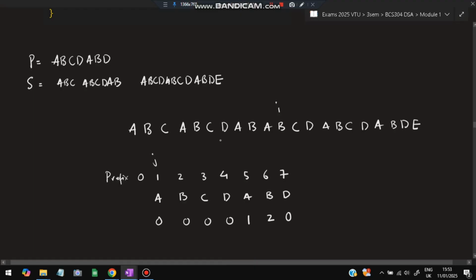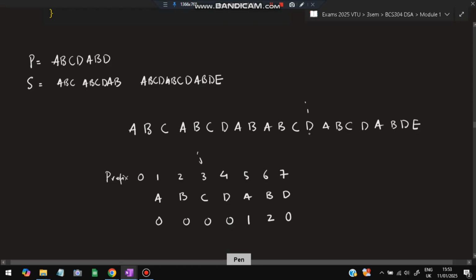After that, what is the i value? i value is b. j plus 1 is also b. So we'll be incrementing the j value again, and the i value also will be incremented again. Now again, j plus 1 is c and i is equal to c. When both are same, what will you do? You'll be incrementing both of them.